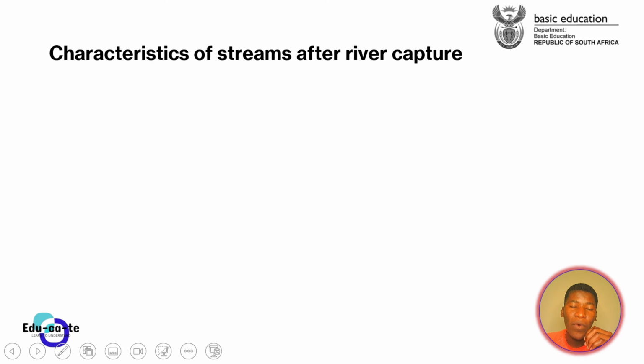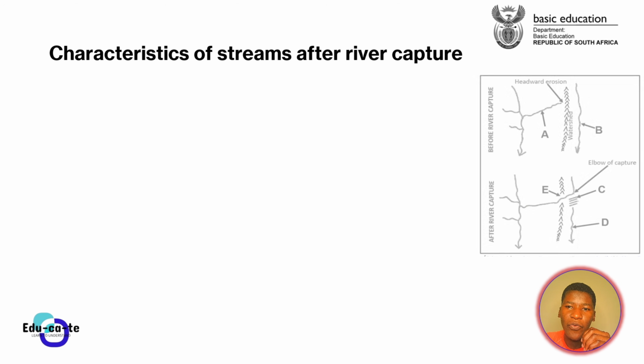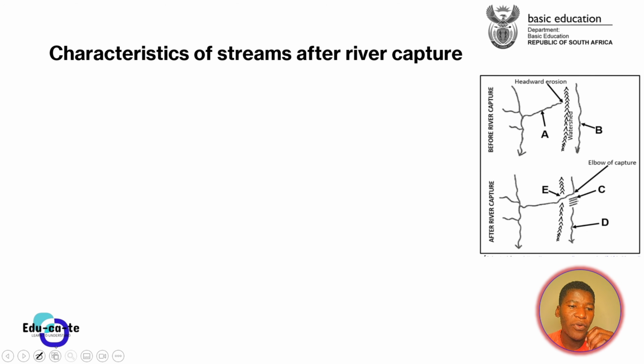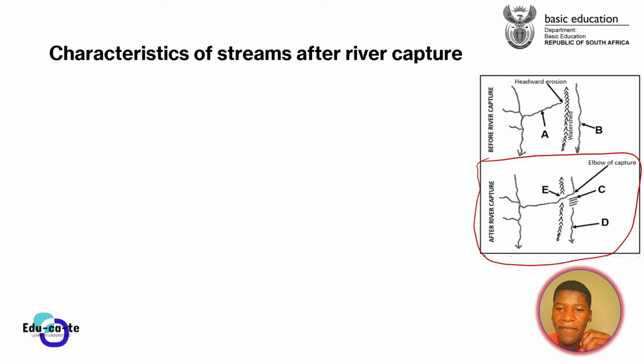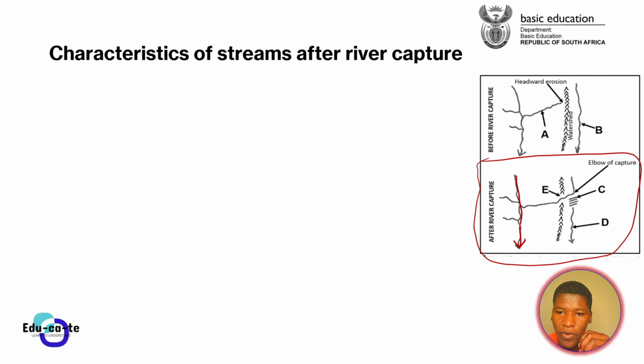Now, what are the characteristics now of the streams after river capture? Let us assume now river capture has occurred. We have got our streams here. So now we're going to look at this diagram after river capture, this one. So we're going to look at how do the streams behave after river capture. Remember that this is our capture stream.